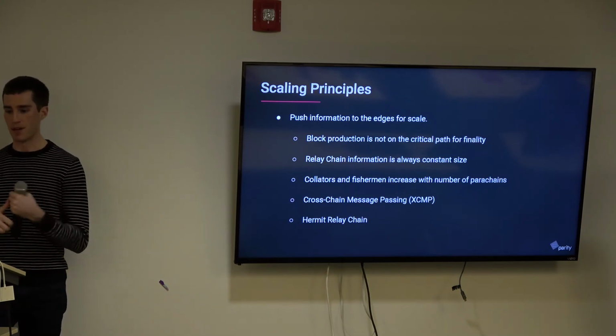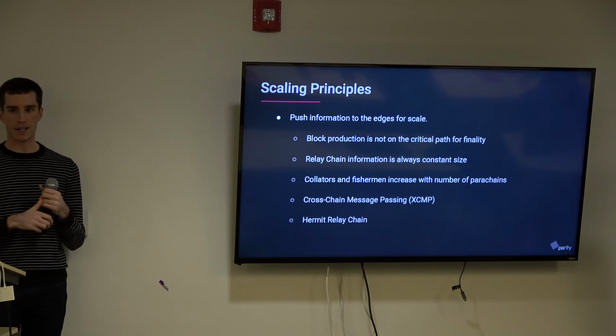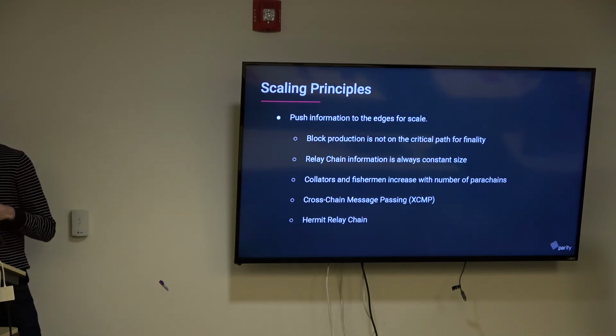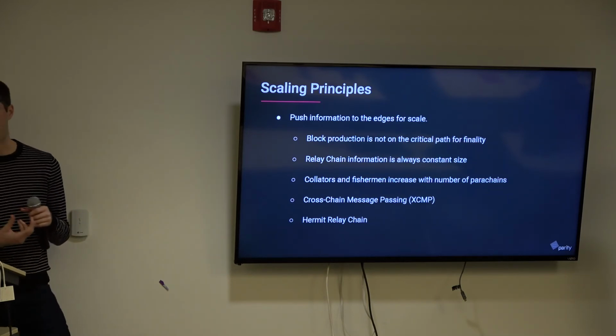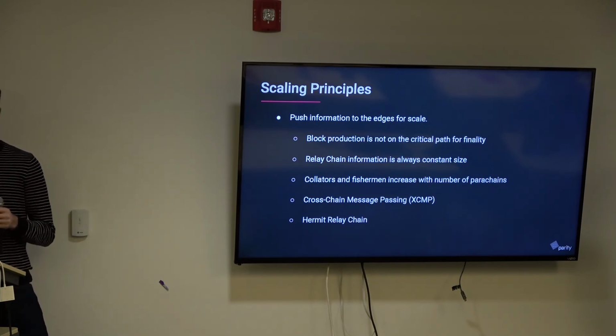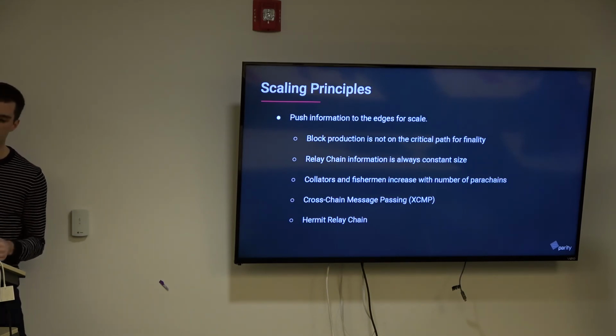So number 1, not putting block production on the critical path for finality. Some other, not to be named, algorithms can only do 1 block at a time, where they produce this block, validate it, finalize it, and then they move on to the next block. So by separating the block production and the finality, we can have this section of the chain that's not been finalized yet.